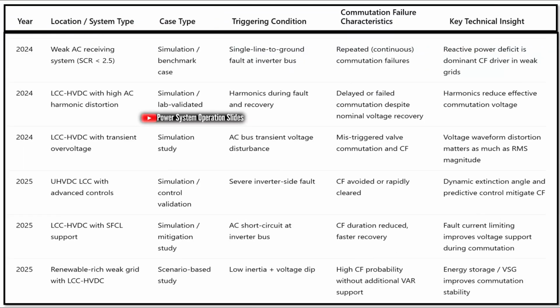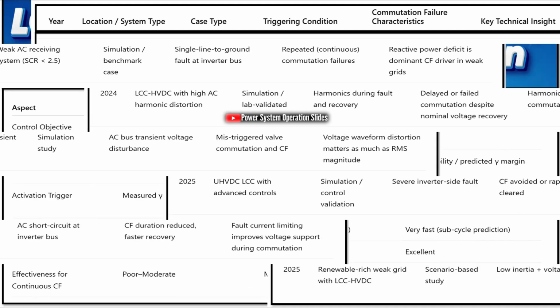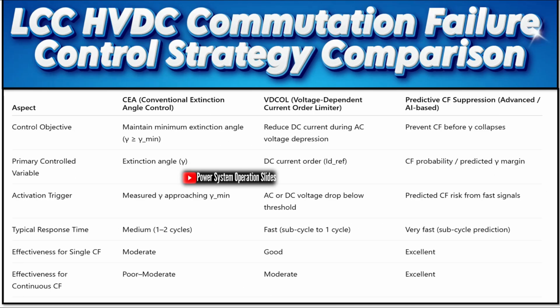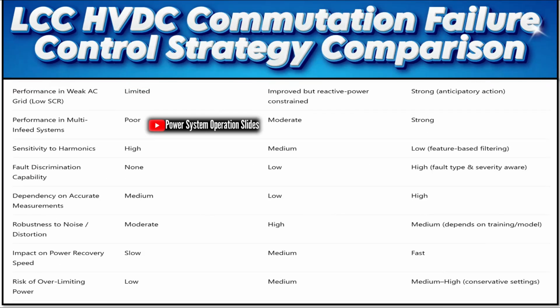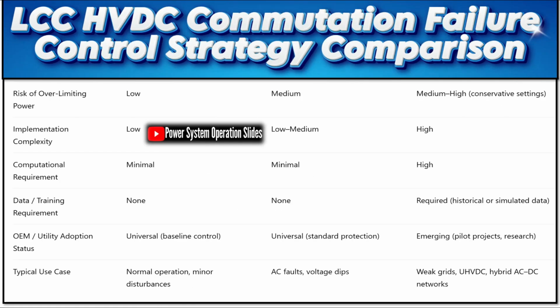DC power coordination strategies include coordinated power reduction during AC faults, power runback schemes, multi-terminal and multi-in-feed coordination, and emergency power shedding strategies. Converter structure modifications may involve series-connected converters, improved transformer design, enhanced valve cooling and ratings, or transition to voltage source converter, VSC, HVDC where feasible. Notably, VSC HVDC does not experience commutation failure since it does not rely on AC voltage for commutation.